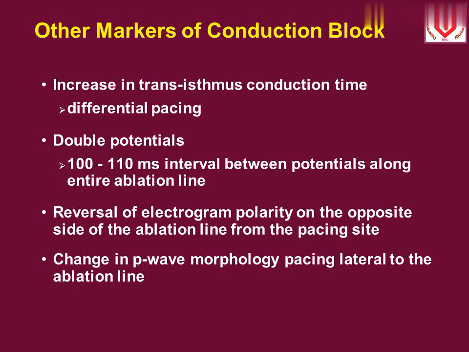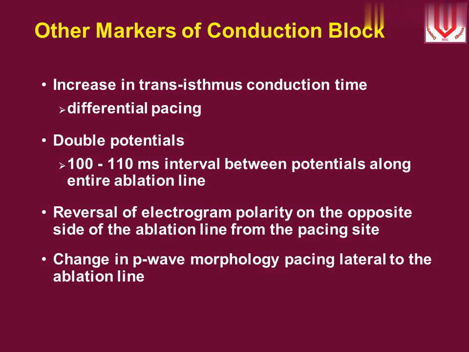This slide summarizes potential markers of conduction block in the common flutter isthmus. First, an increase in transisthmus conduction time with differential pacing, so that after block is achieved, pacing on one side results in a long conduction time to the opposite side. If you move the pacing site a little bit further from the line of block, you will see that the conduction time to the opposite side decreases when you have block. This increases when there is still slow conduction through the flutter isthmus.